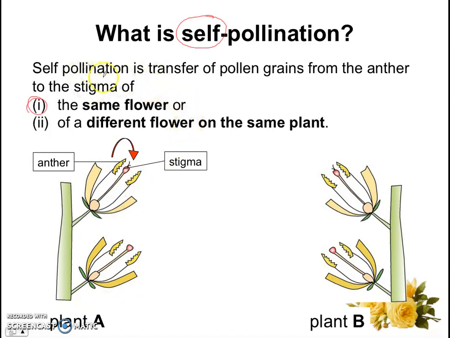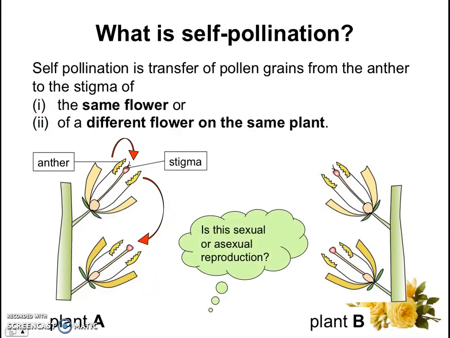But the second example of self-pollination is as follows. So take a look again. Here's the anther, and the pollen grains are being transferred from this anther to the stigma of a different flower, but on the same plant. Pollen is being transferred from the anther of this flower to the stigma of a flower on the same plant. So still on plant A. So this is also self-pollination, because it is happening within the same plant. So it could be the same flower or between flowers on the same plant. Both are self-pollination.